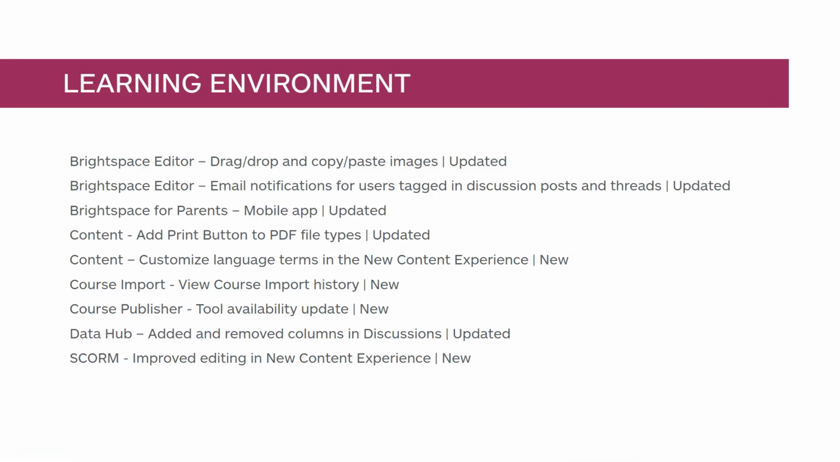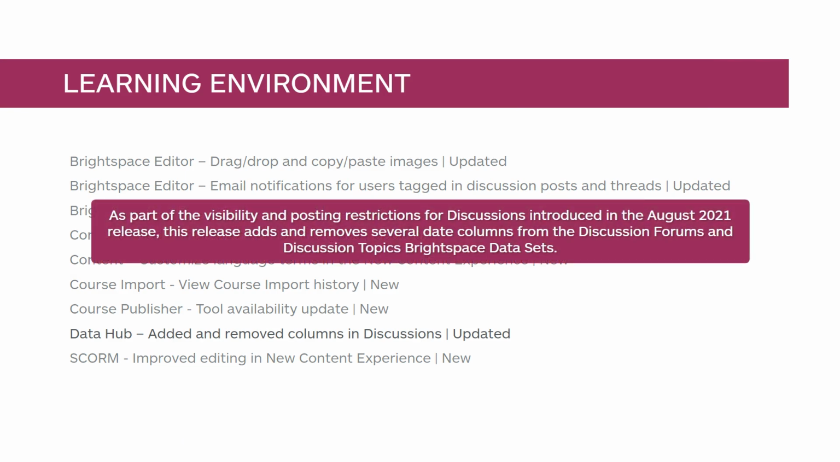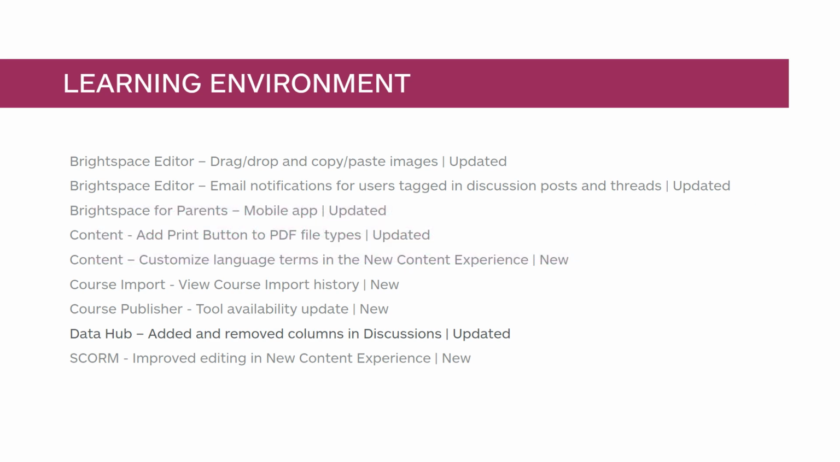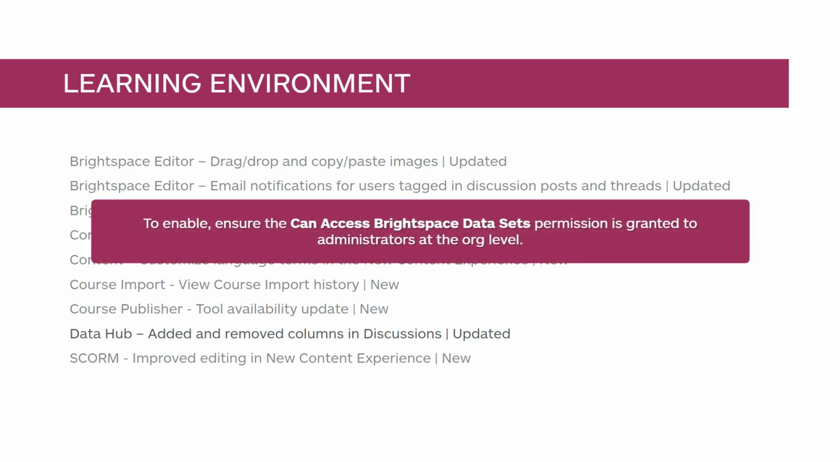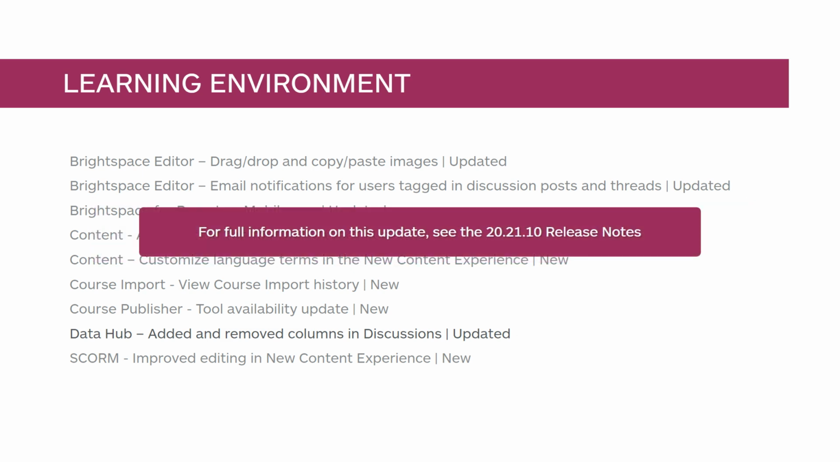Data Hub, added and removed columns in discussions. As part of the visibility and posting restrictions for discussions introduced in the August 2021 release, this release adds and removes several date columns from the discussion forums and discussion topics Brightspace datasets. This feature is available to Brightspace Insights and Brightspace Core clients in all regions. To enable, ensure the can access Brightspace datasets permission is granted to administrators at the org level. See the release notes for this release for more information on this update.